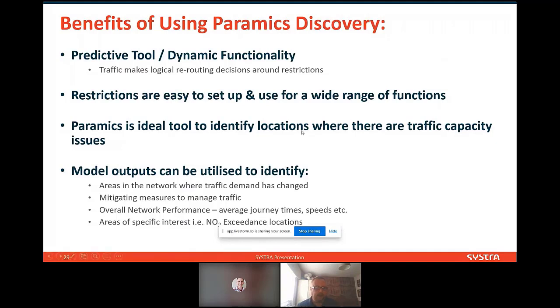Just finally then, the model outputs were very useful to identify areas in the network where the traffic demand has changed. You saw the flow plot differences that I showed earlier on. What mitigating measures are required, where they're required, and what we can do to manage that traffic. We can look at the overall network performance as a comparator between options in terms of average journey time, average speed, etc. But similarly, we can hone right in on specific areas, i.e. our exceedance areas of NO2s. We can hone right in and say what's happening here when we apply the low emission zone.